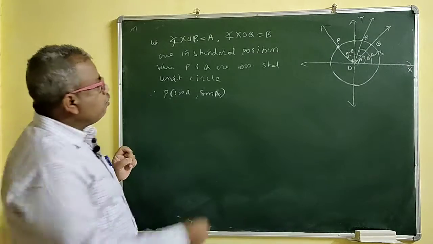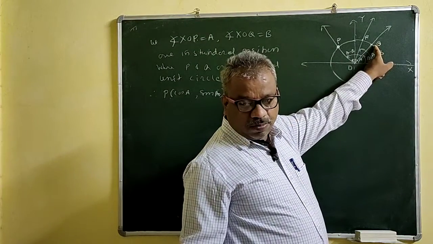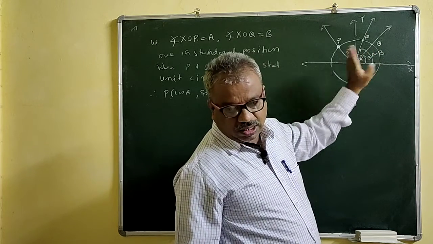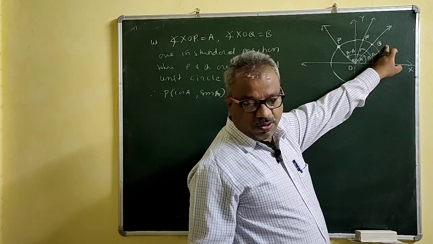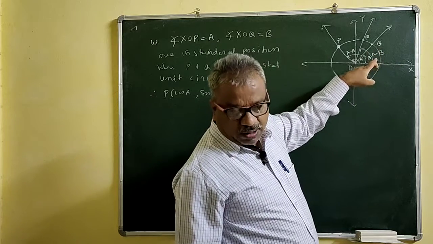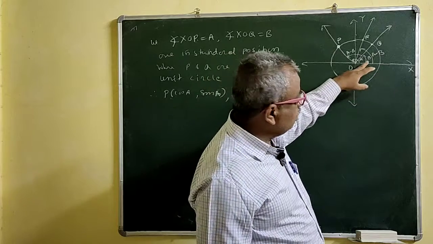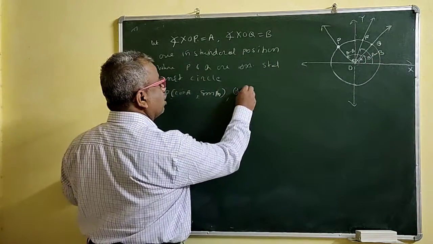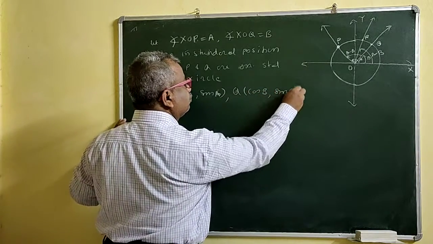Now your Q is what? Q is the point of intersection of the terminal of angle B and the standard unit circle. So the coordinates of Q will be what? The x-coordinate of Q will be the cosine of the angle, and y is the sine of the angle. So your angle is B. Therefore the coordinates of Q are cos B, sin B.